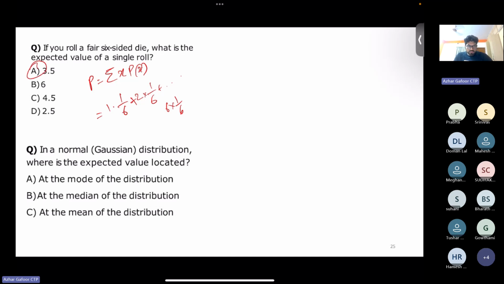Okay. And in the second question, in a normal distribution, where is the expected value located? We haven't discussed mode, median, and all. So it will be at the mean. Expected value is the mean of the distribution.